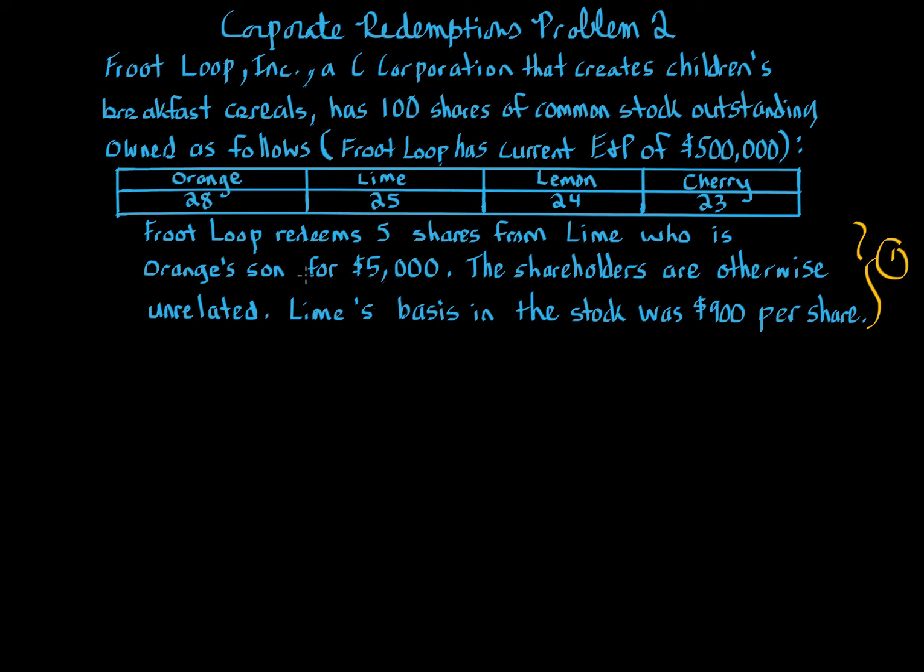So here's variation 1. Fruit Loop redeems. That's key, because whenever you're looking at a problem, whether it's an exam problem or in practice, a redemption is going to trigger a certain hat to look at. Fruit Loop redeems 5 shares from Lime, who is Orange's son, for $5,000 cash. The shareholders are otherwise unrelated. Lime's basis in the stock was $900 per share. So we have a redemption.